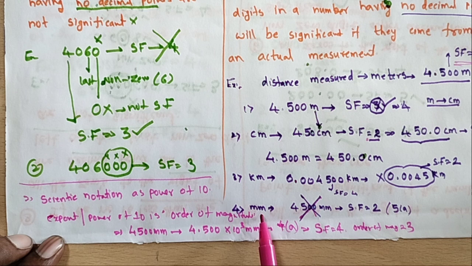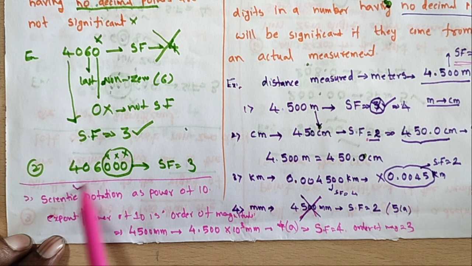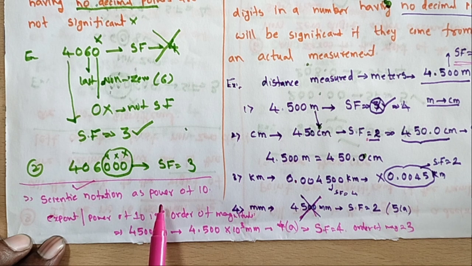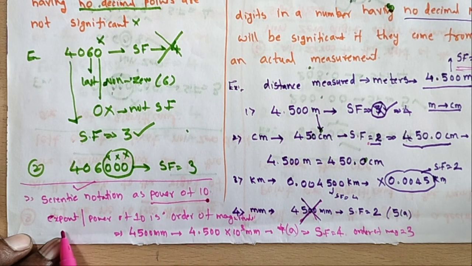Generally, very large or very small values of physical quantity measurements are usually expressed in scientific notation to denote the accuracy of measurement. What is scientific notation? It is written with powers of 10. This power of 10 exponent is called the order of magnitude. So 4500 millimeter, I will write as 4.500 into 10 cube millimeters.